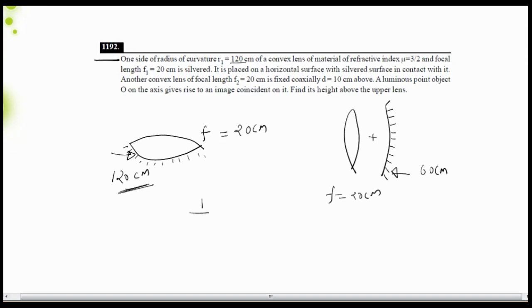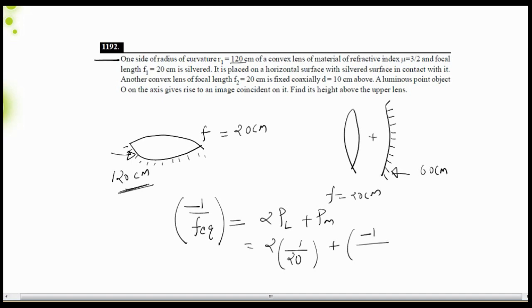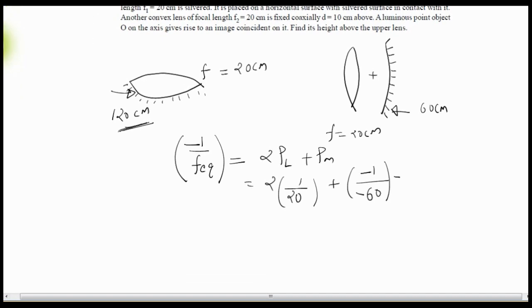Now the effective focal length of the system: minus 1 by f equivalent, because it will be a mirror, it should be negative. So I am putting a minus sign here to make the power positive. So power of system should be equal to 2 times the power of lens plus power of mirror. Now power of lens can be written as 1 upon focal length of the lens, which is given as 20 centimeter, and power of mirror is minus 1 by focal length of mirror, and this is a concave mirror, with sign convention, focal length of this mirror should be 60 centimeter with minus sign. So after solving this, we can find out the effective focal length of the resultant concave mirror.